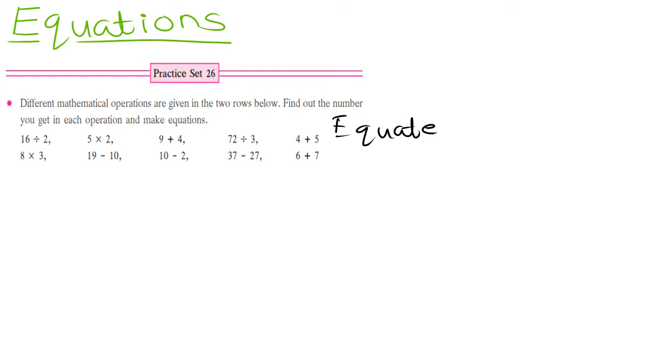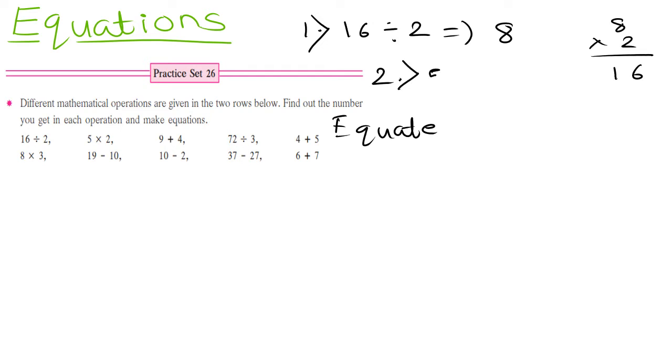So let's take 16 divided by 2. It says 16 divided by 2. So what is 16 divided by 2? Yes, it's 8. 16 divided by 2 is 8. To check, you can multiply 8 and 2 and you get 16. Now, second, 5 multiplied by 2. 5 multiplied by 2 is 10. Third one, 9 plus 4. 9 plus 4 is 13.